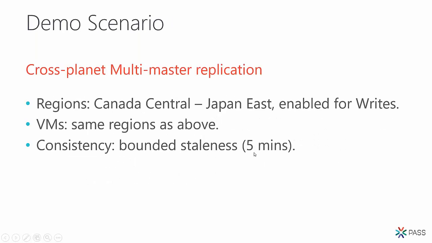Okay. All right, so let's do another scenario here. So we're going to run a cross-planet multi-master. In this case, I have two regions, like I mentioned before, Canada Central and Japan East, and they are enabled for writes. I'm going to use a VM in East US, and the other VM is in Japan. And the consistency that we're going to be using is bounded staleness. So that's set to 5 minutes. So again, the guarantee is that the data will never be older than 5 minutes, but it's usually a lot less than that. Okay, so let's check it out.